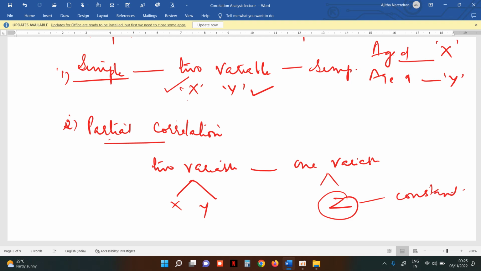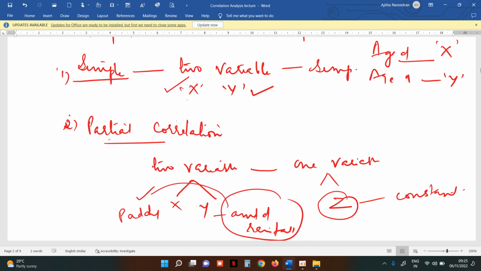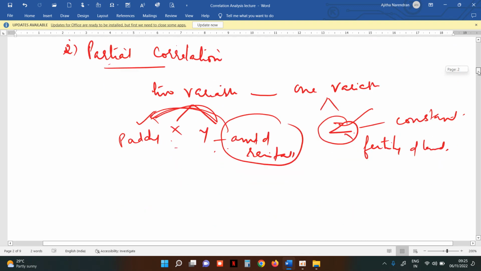For example, if you are studying the relationship between the yield of paddy and the amount of rainfall, you know that the production of paddy depends upon the amount of rainfall. So these are the two variables, and you are keeping one variable constant, like the fertility of land. The fertility of land will not change unless we change it. So in certain situations we keep one variable constant while the other two influence each other. This is a case of partial correlation.